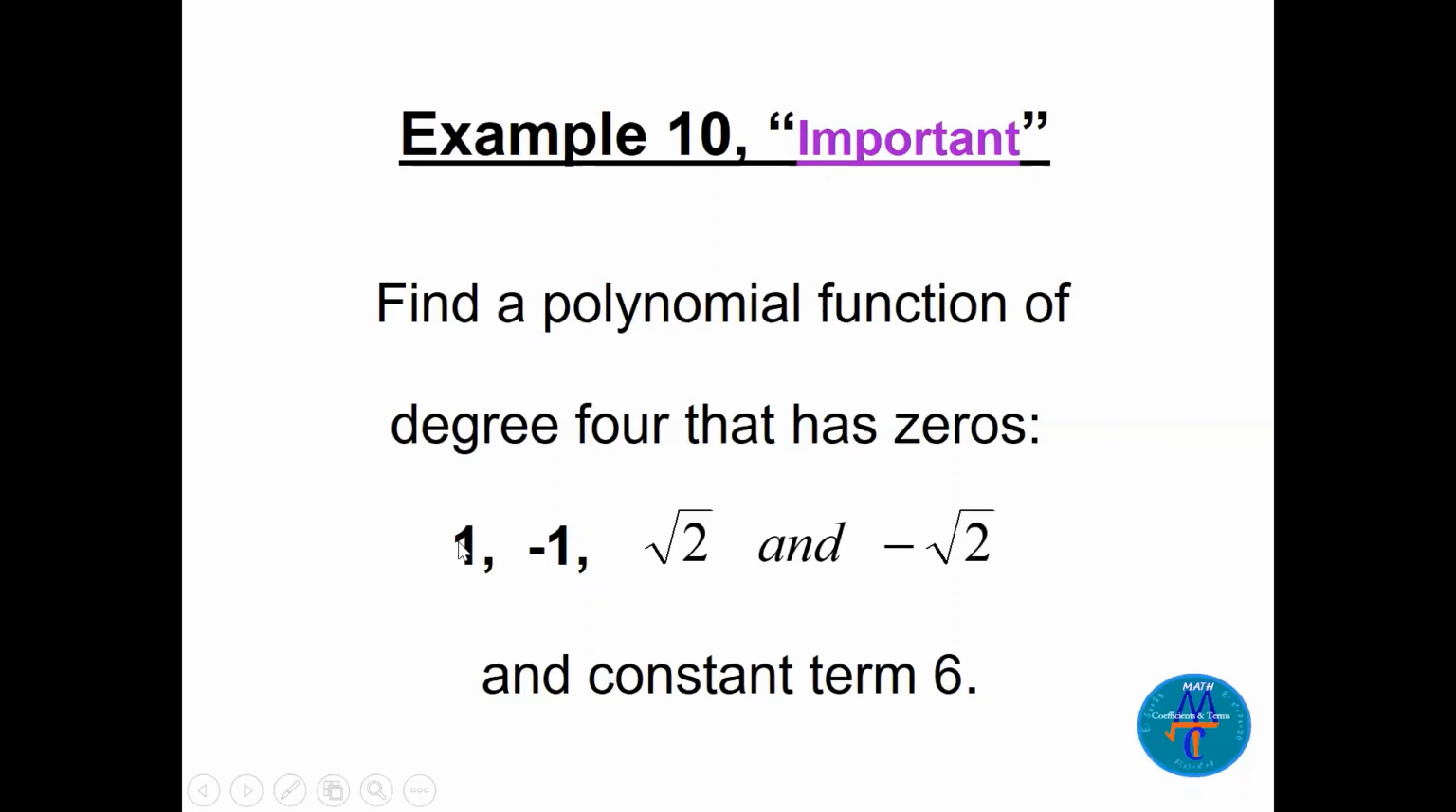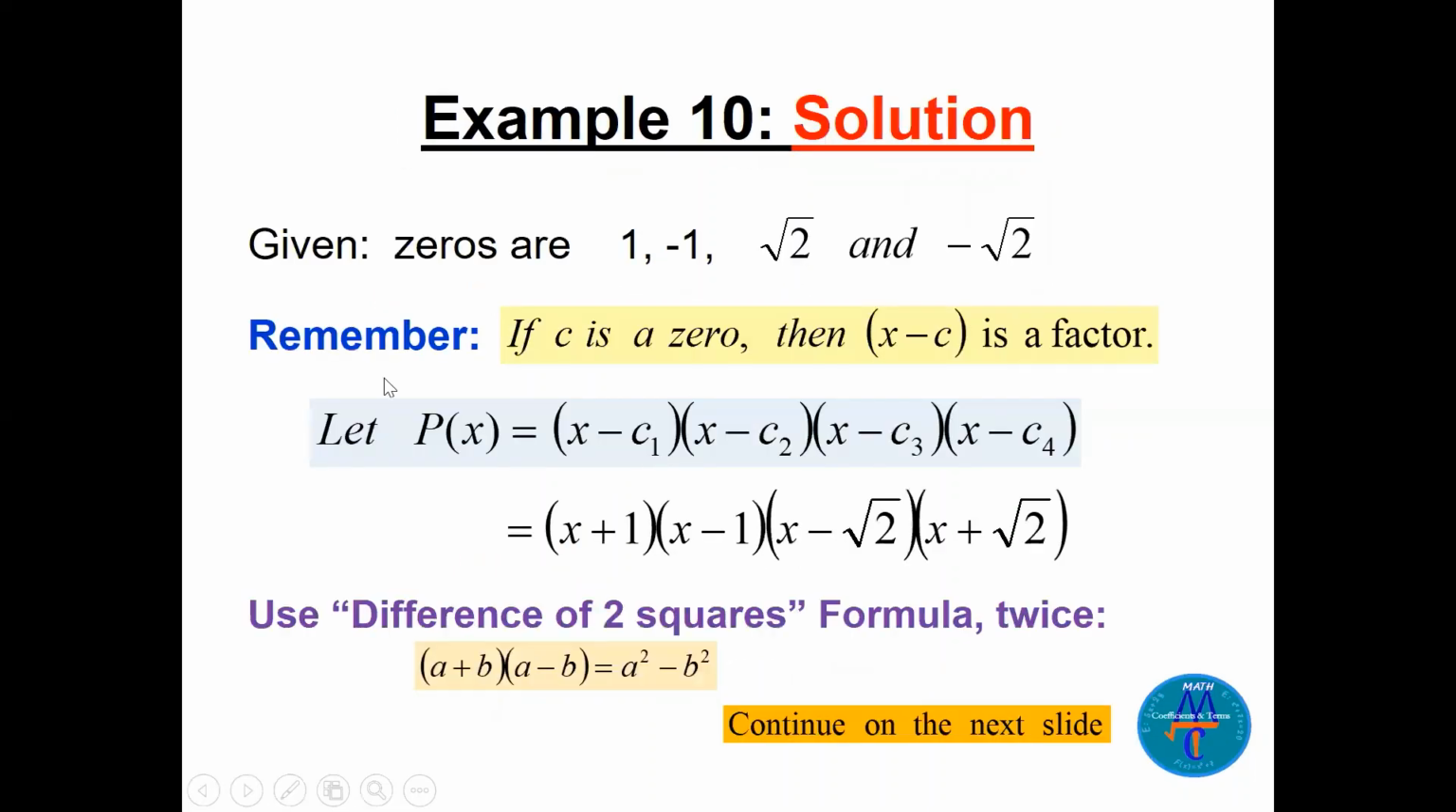Now, if I have 4 zeros, 1, minus 1, square root of 2, minus square root of 2, and I know the degree is 4, how do I start? I say, let P of X function be equal to 4 factors: X minus C1, X minus C2, X minus C3, X minus C4. That's easy because just remember that if we know C is a zero, then X minus C is a factor. That's the important key point here.